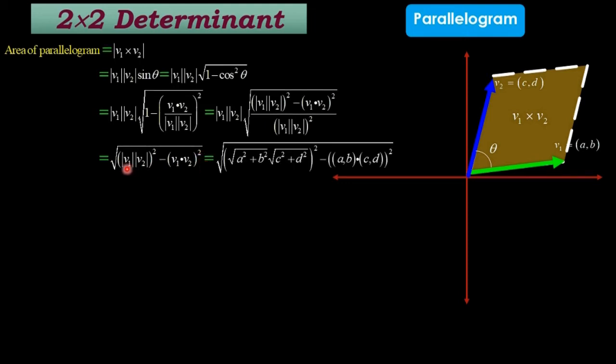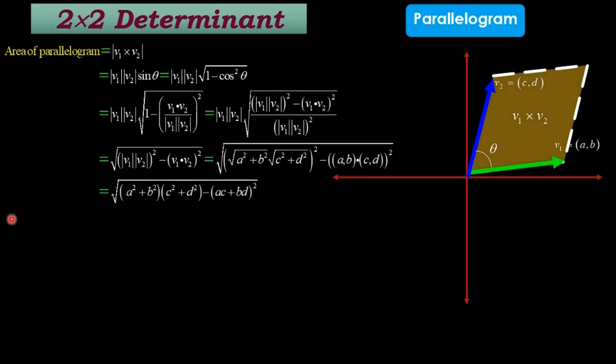So norm of v1 is equal to square root of a square plus b square. Norm of v2 is equal to square root of c square plus d square, where v1 is (a, b) and v2 is (c, d). So it's a dot product here. So we have (a square plus b square) into (c square plus d square) minus the dot product, which is (ac plus bd) whole square.